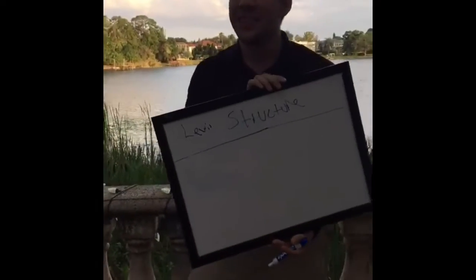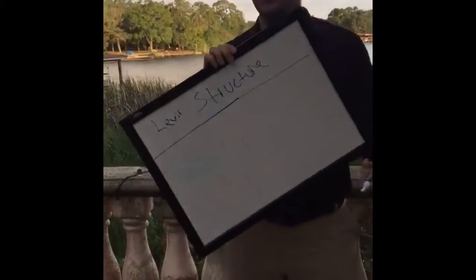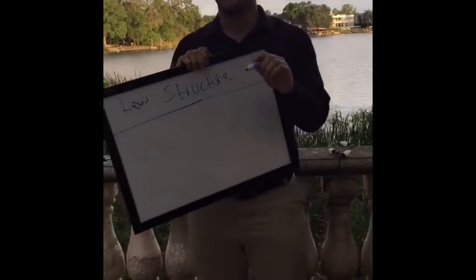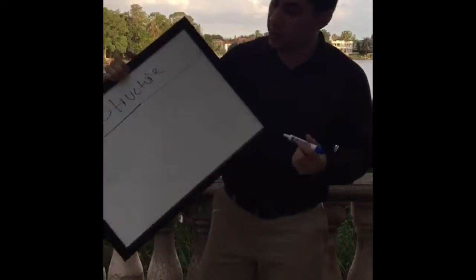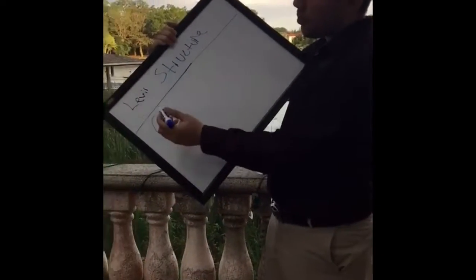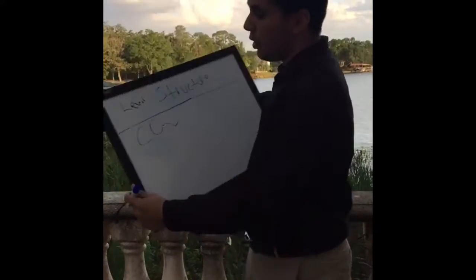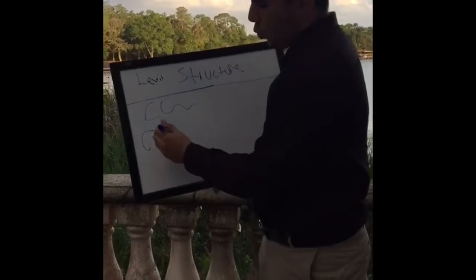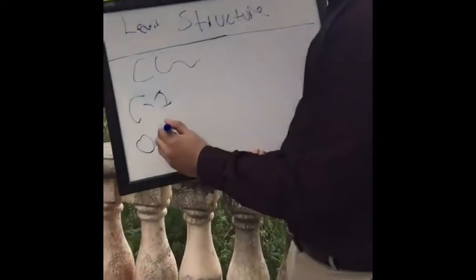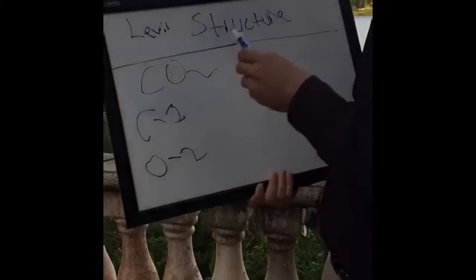Today I will be teaching you how to do Lewis structures. What is that exactly? A Lewis structure shows the bonds between atoms, and between atoms and lone pairs. Let me give you an example. Here we have the molecule CO2. What's that? Carbon dioxide. Here we have one carbon and two oxygen, CO2.